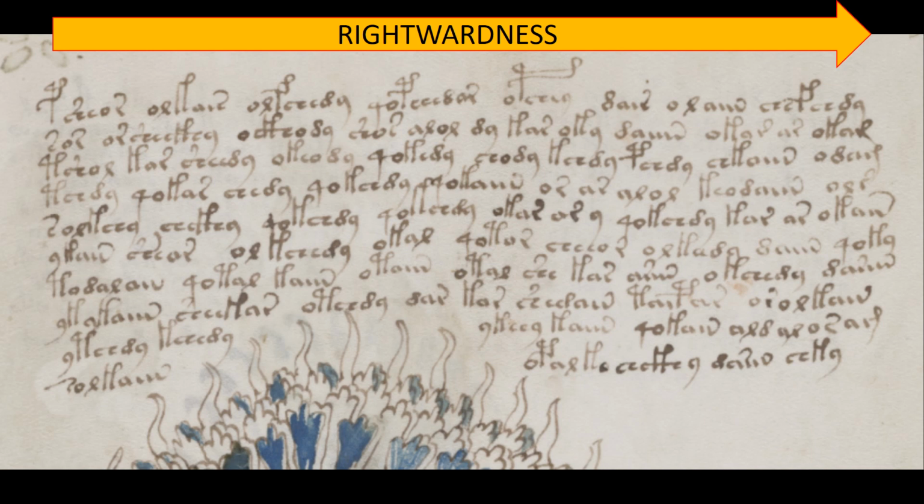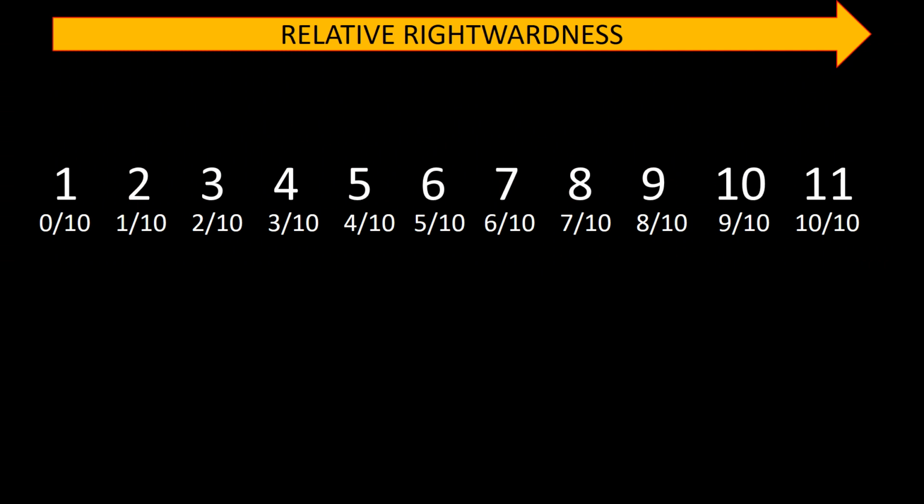Thus, I've chosen instead to analyze relative rightwardness, or how far towards the right a token appears proportionally within a line, a metric that permits easier comparison across disparate contexts. Relative rightwardness can be calculated by dividing a token's ordinal position within its line, counted from left to right starting at 0, by the line's total token count minus 1.